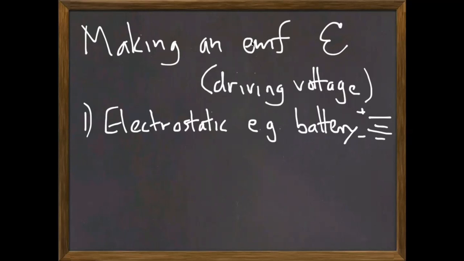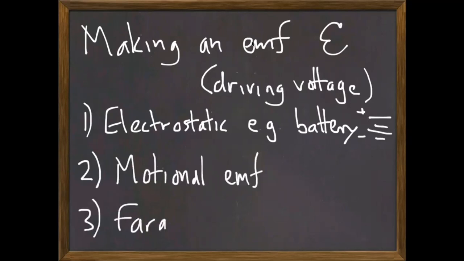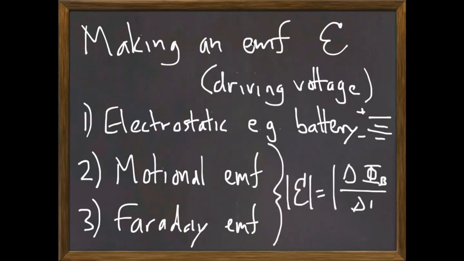But there's other ways, and lecture 21 talks about two new ways to generate an EMF. And so those two ways are motional EMF and Faraday EMF. And the interesting and surprising thing about these two types of EMF is that they satisfy the exact same formula. The absolute value of the EMF is the absolute value of the rate of change of magnetic flux over time. That's delta phi B over delta t. And this equation is called the flux rule, since it talks about the flux.